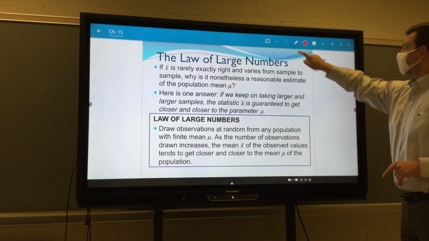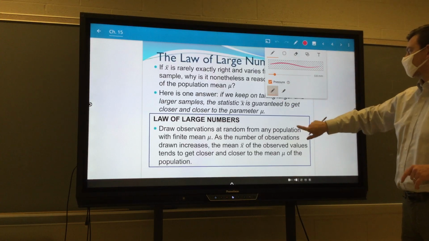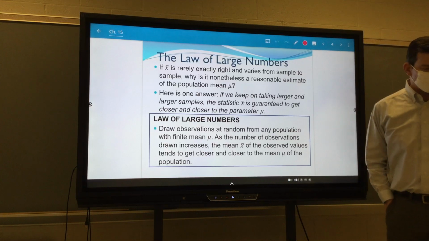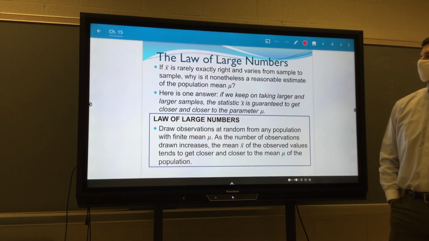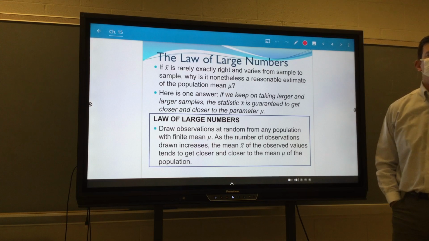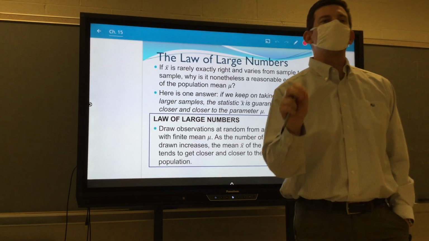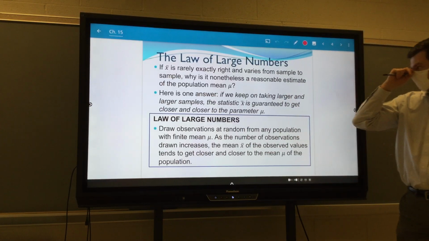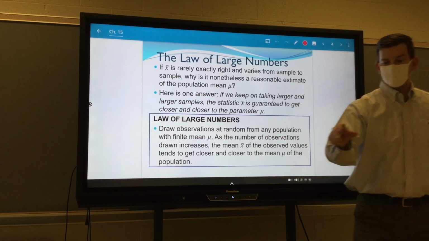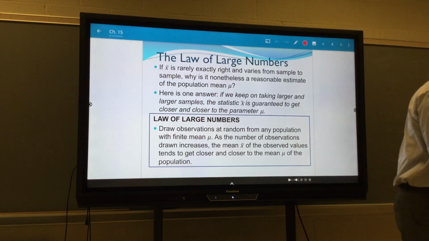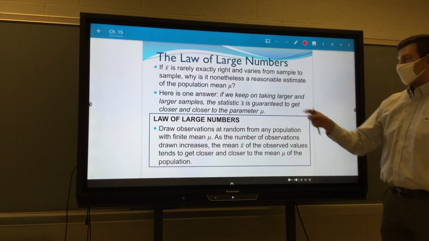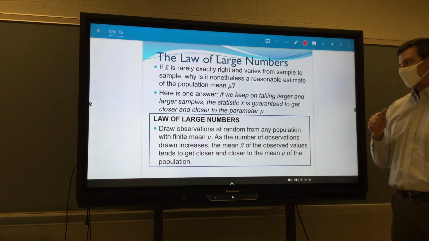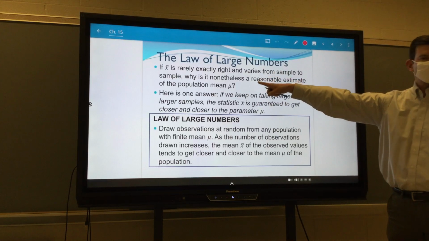So, this law of large numbers. It says here, if x bar, that sample mean, is rarely exactly right, okay? Very rarely is it perfectly matching what we expect in the population, and it varies from sample to sample. One sample might have this mean, the next sample we take has a different mean. Why is it nonetheless a reasonable estimate of the population mean? Well, the answer is this law of large numbers.